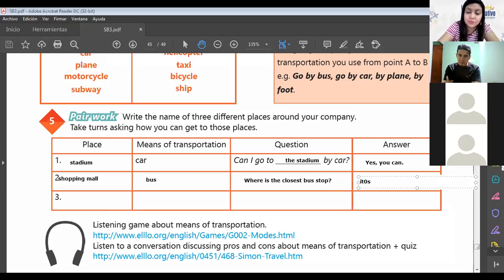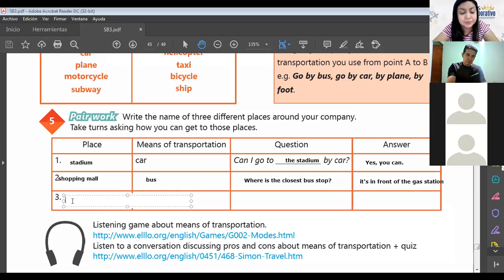It's in front of the gas station. Okay. Another place near the place I work. Another place, let me think. I know. It's the bus station or the bus terminal. The bus terminal for those buses that go to another department, Santa Ana, Ahuachapán, Sonsonate, the Occidente Terminal. So it is the bus terminal.